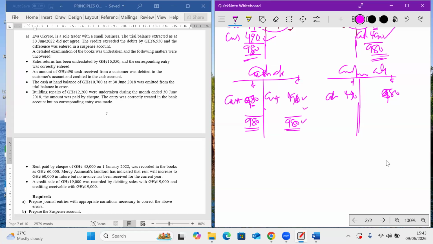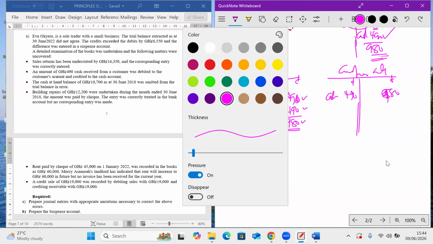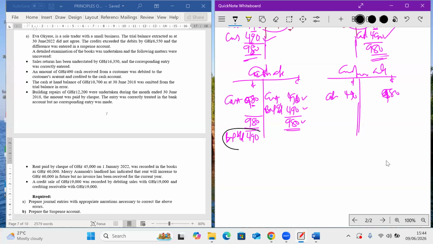490 plus what to give me 980? 490. So I write 490 here. This 490, I'll call it balance carried down. Opposite direction, balance brought down. How much is it? 490. So you could see that at the end of the work, the balance brought down has 490, which should be the actual money on the debit side. Are you good? Yes.